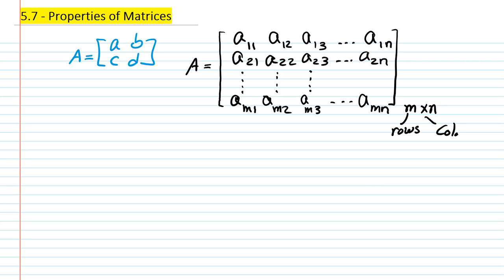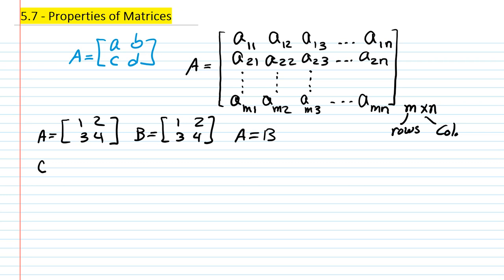Okay. Now, matrix equality, by the way, let's say I have matrix A equal to 1, 2, 3, 4, and matrix B is going to be 1, 2, 3, 4. So these two matrices will be equal. Two matrices are equal if they have the same size or dimension, and every element in the corresponding position is the same or equal. So let me just say that A is equal to B in this one.